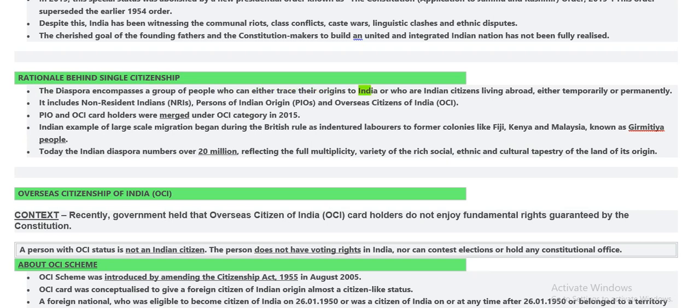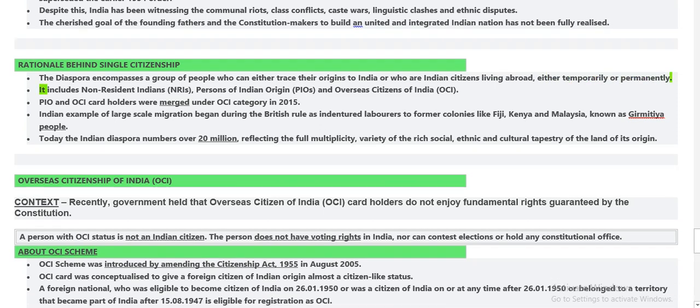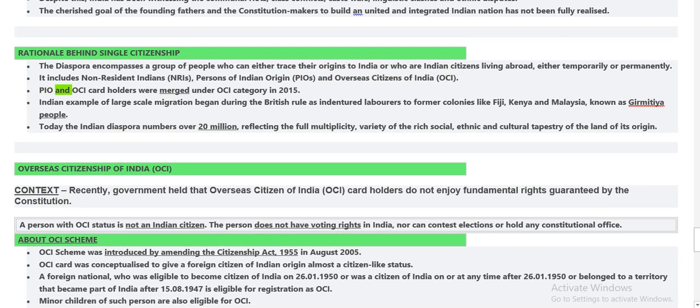The diaspora encompasses a group of people who can trace their origins to India or who are Indian citizens living abroad, either temporarily or permanently. It includes non-resident Indians, NRIs, persons of Indian origin, PIOs, and overseas citizens of India, OCI. PIO and OCI card holders were merged under the OCI category in 2015.